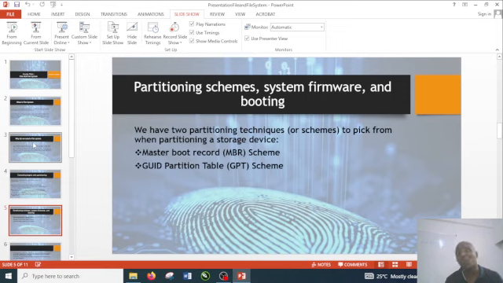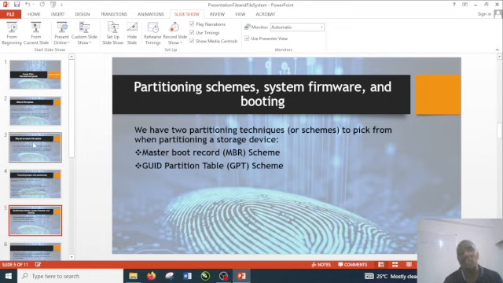There's what we call cold booting, where we start the computer when it was completely off. And then we also have warm booting, where we start the computer while it was working, and you have done what you call restarting. And we have two partition techniques or schemes to pick from when we are partitioning a device. It can be a hard disk, a flash disk, or any other device that is a storage in nature.